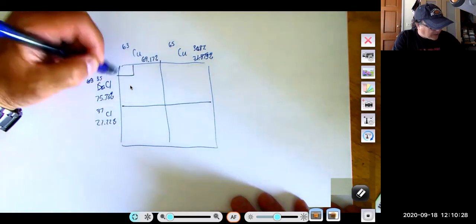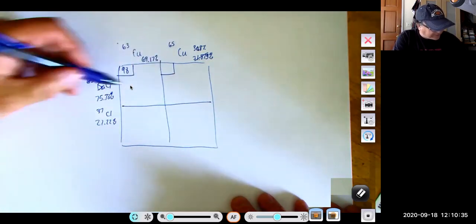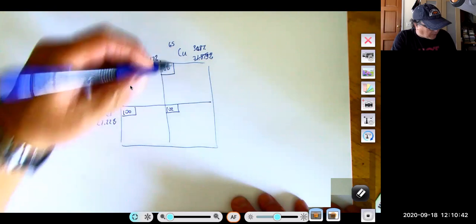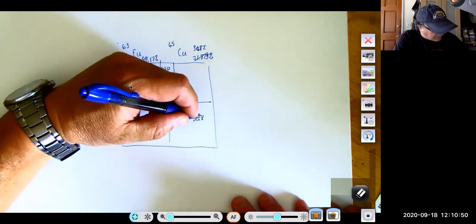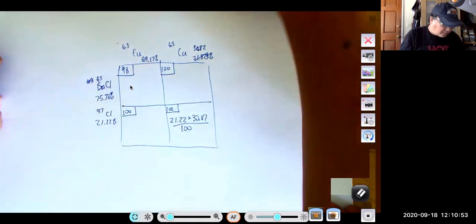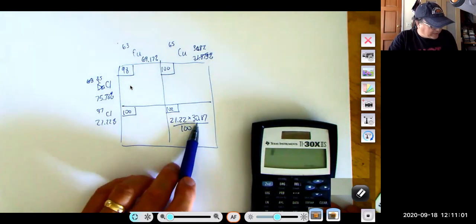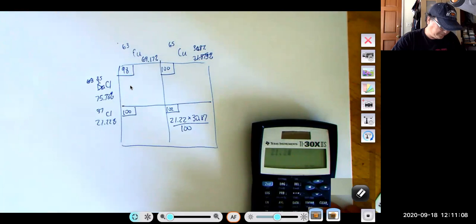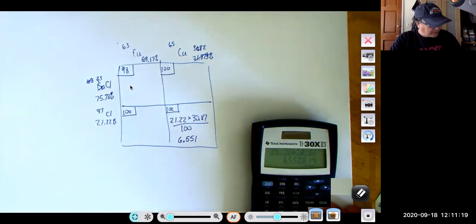So this box right here is going to be a combination of copper 63 and 35, which weighs 98. This is going to be a combination of 35 and 65, which is 100. This is going to be 37 and 63, which is 100. And this is going to be the 102. Now, if we take a look at the probability of the 102, it's going to be 21.22 times 30.87 over 100. So if we do the math here, 30 times 20 is roughly 600. 600 divided by 100 is 6. So this should be about 6. And I get 6.551.